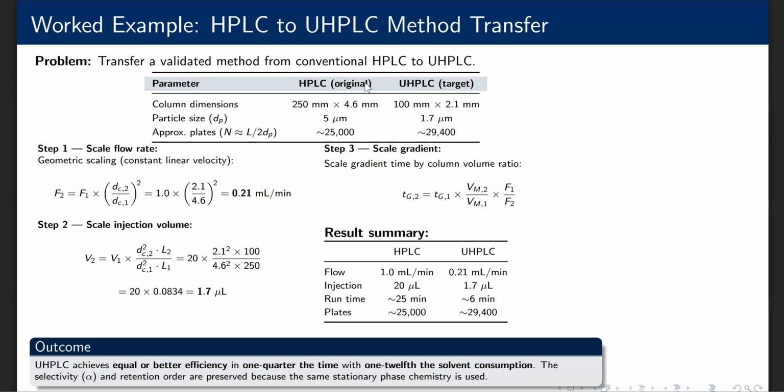The critical requirement is that you use the same bonded phase chemistry on both columns, same manufacturer, same surface chemistry, so that the selectivity alpha is preserved. If alpha is maintained, the elution order and relative peak positions will be identical, just compressed in time.